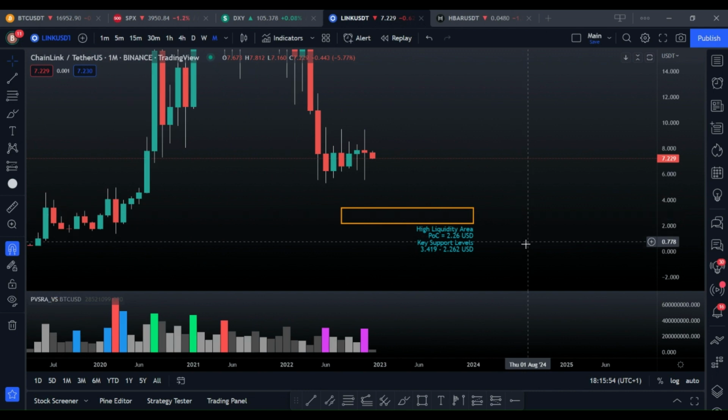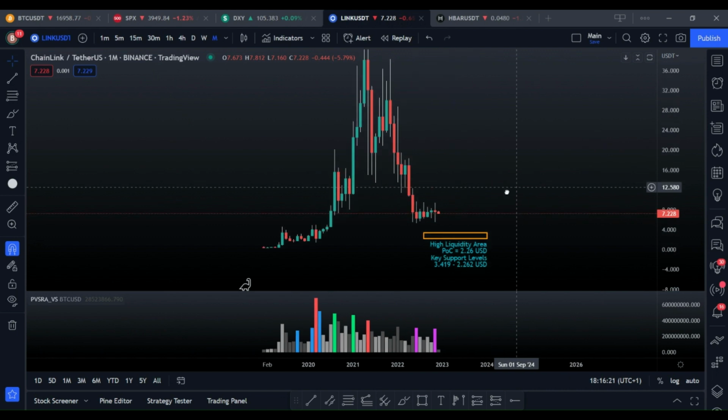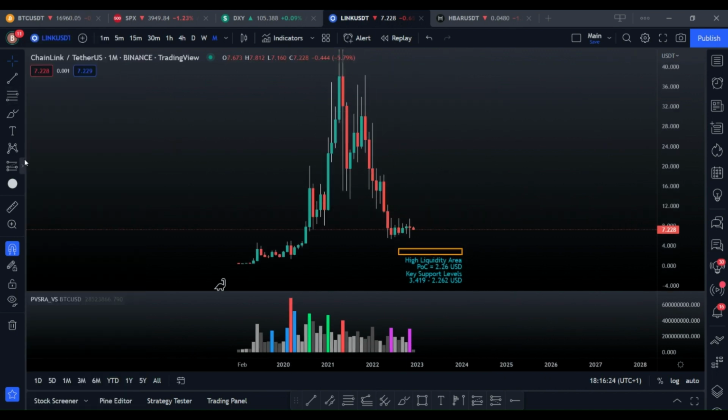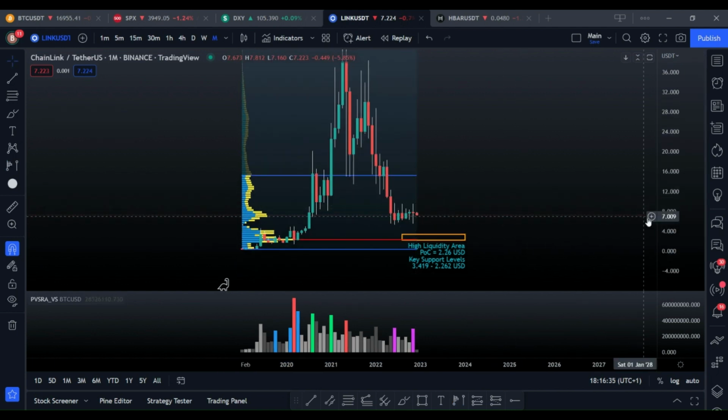If we look at the Chainlink chart right here with the same principle, we have noted this is a high liquidity area. As we have stated before, we have unfilled candle gaps with high volume and liquidity, where the big institutions and whales want access so that they can fill in their orders. Then I wrote something called POC, which stands for point of control at 2.26 US dollars. What that means is if I use this indicator right here, called the fixed range volume profile, draw it from the inception since Chainlink launched on Binance to current day, we can see that we have some lines drawn right here.